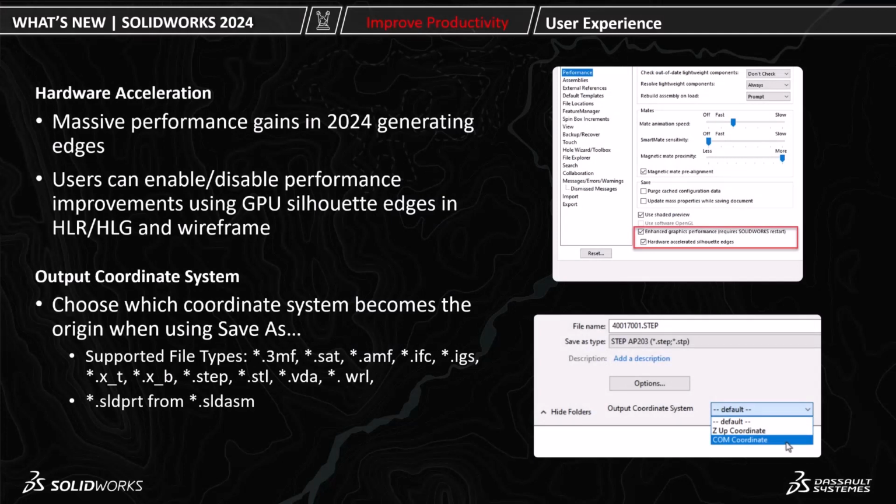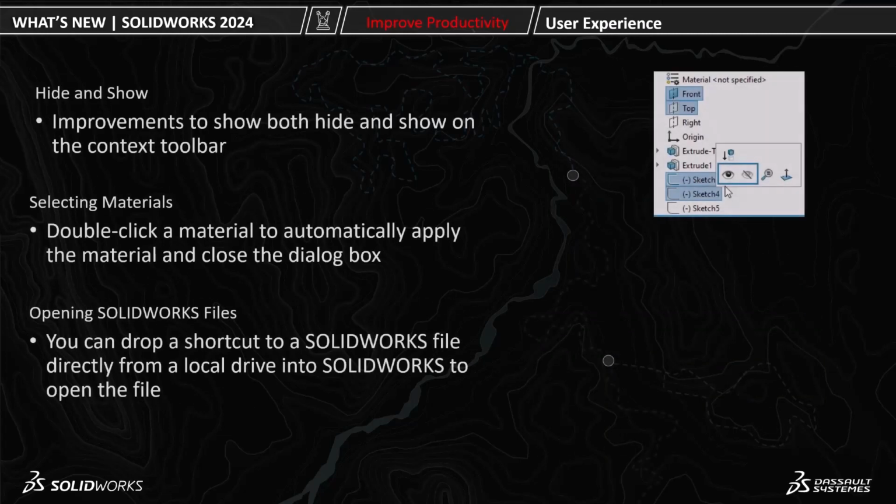Looking back, we've seen a new option for hardware accelerated silhouette edges, giving us great performance gains over previous releases. We also saw how we can choose which coordinate system to use when saving neutral file types. The behaviour of Hide and Show has improved to give us more control when selecting entities at different visibility states, and selecting materials has got a bit faster with the ability to double click to apply to your part.